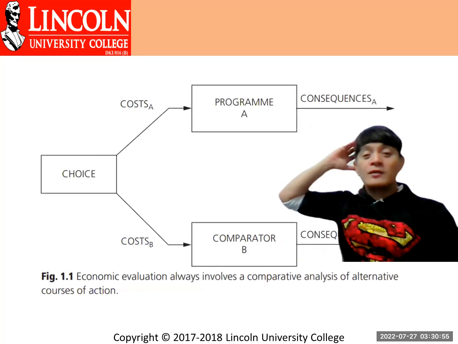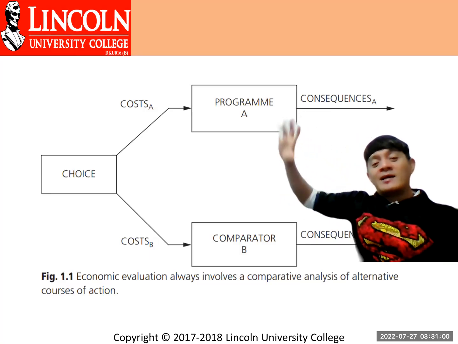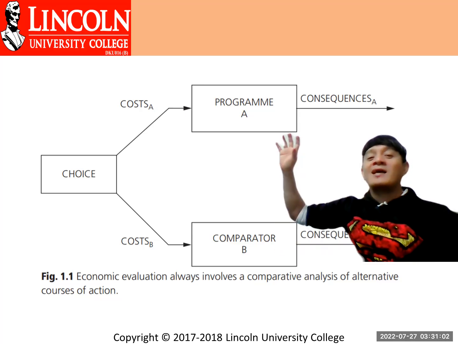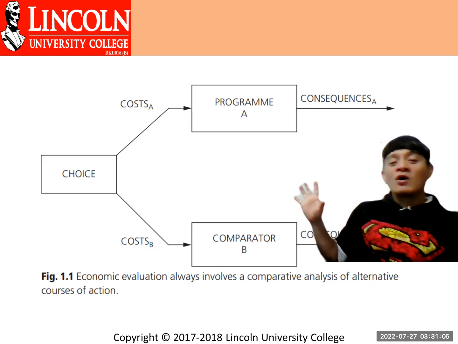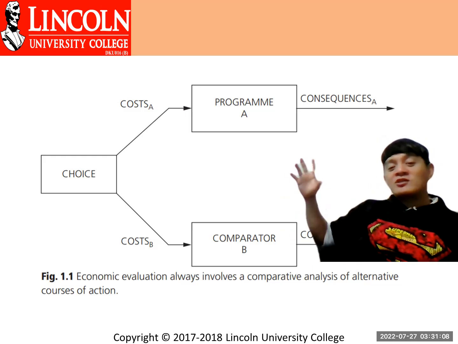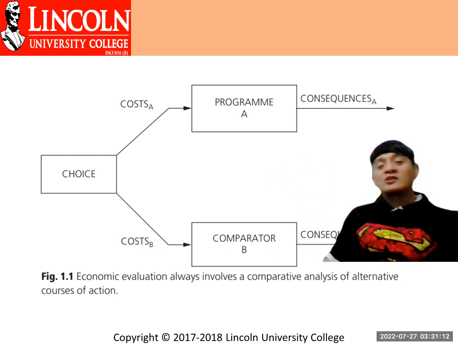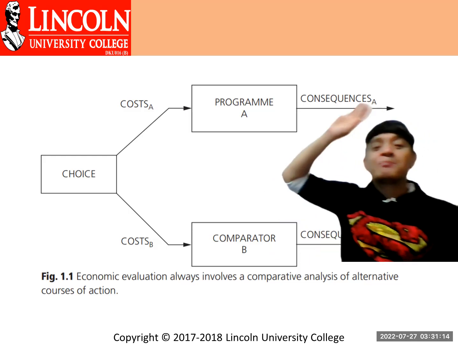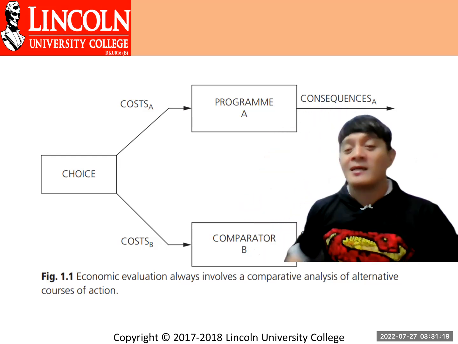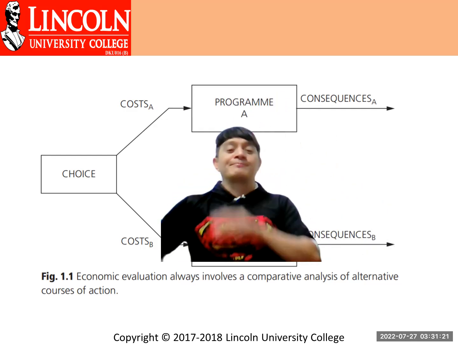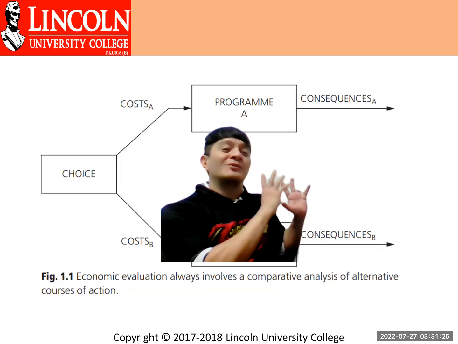So there's another CEA option here called Brand A and Brand B. This is the Brand A called Program A, and the Brand B is called Comparator. So this is what you call economic evaluation that involves comparative analysis of alternative courses of action. Are consequences A the same as consequences B? So this is consequence B. And is it the same as consequence A?